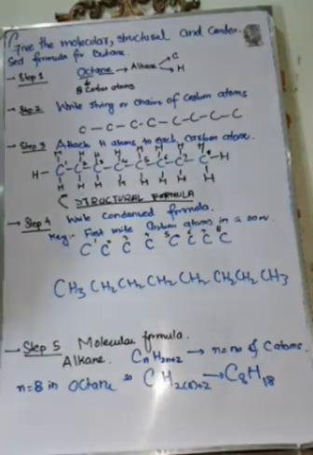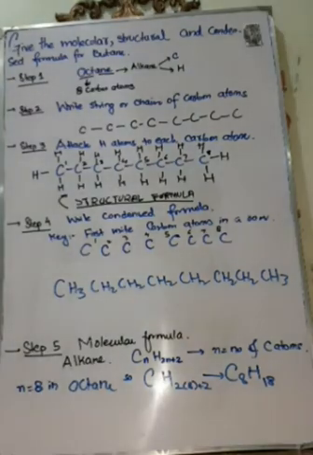Now we have another example, that is of octane. In octane, we know that this word oct means 8 carbon atoms. So in this organic compound 8 carbon atoms are present. We have to write the molecular, structural and condensed formula for this octane.